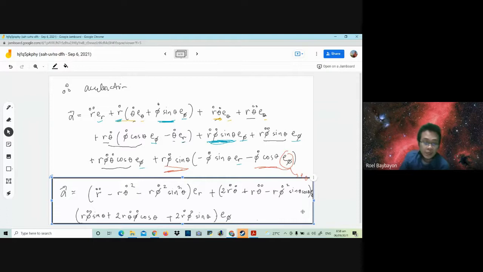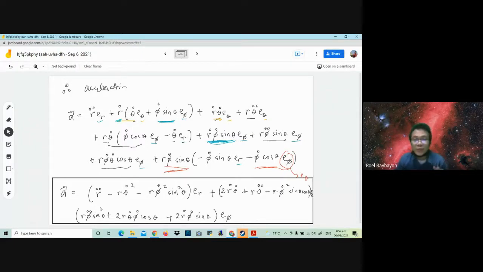Not all of these terms will appear. Some of them become zero, and I will give examples later. There are nine terms, but in a specific problem some of them become zero. So you have to familiarize yourself with the equation for acceleration. No need to memorize. Okay, that's the acceleration.